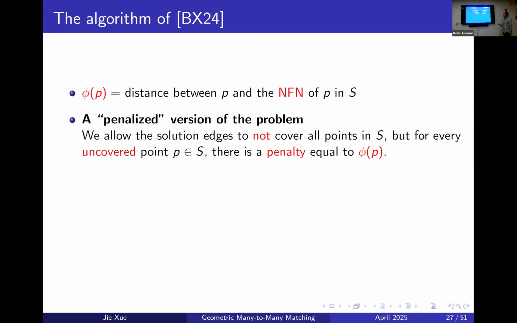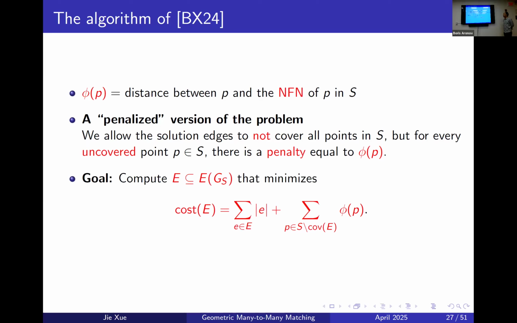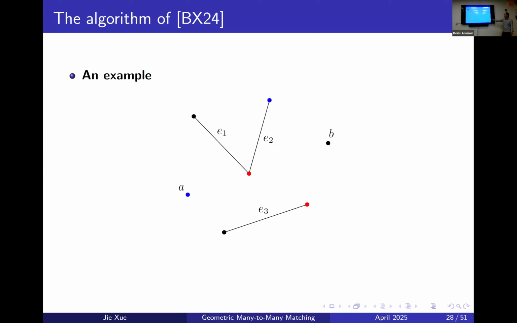So in this version of the problem, we want to compute a set of edges, which does not necessarily cover all the points, but its cost is the total length of the edges you have, plus, for all the points not covered by your edges, their penalties. For example, if you take this as your solution, then you pay the length of these three edges plus the penalties for A and B.